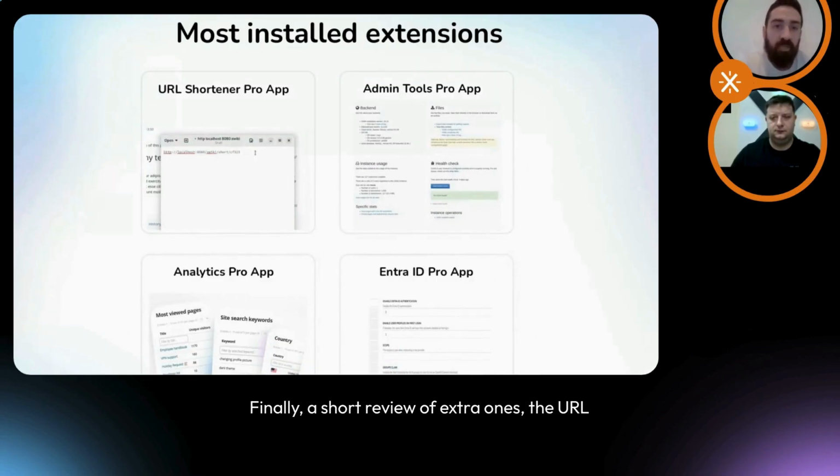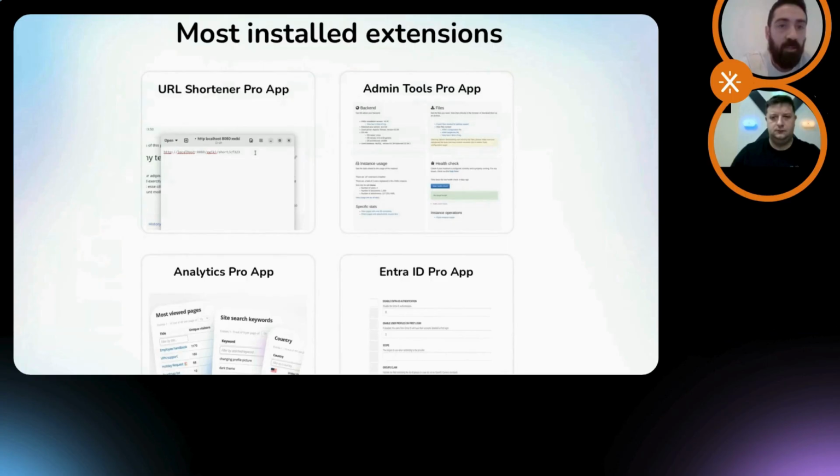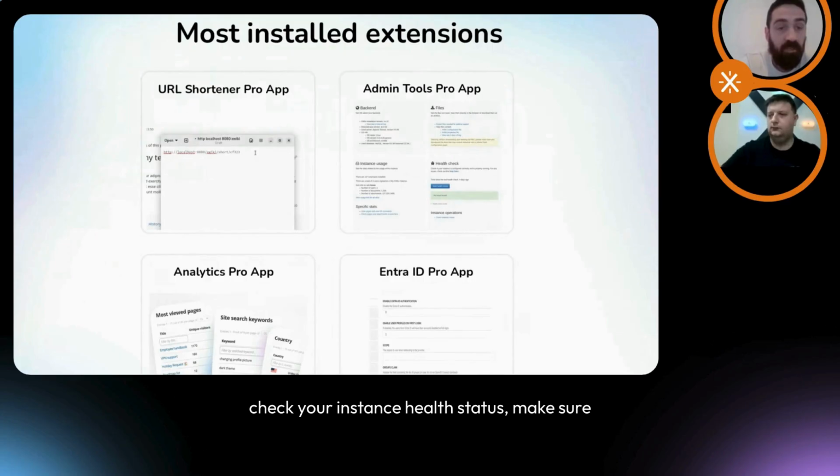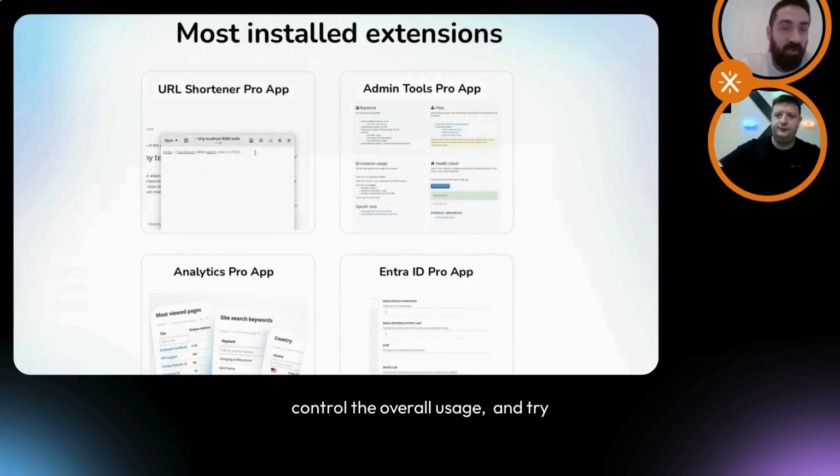Finally, a short review of extra ones. The URL shortener that is indeed allowing you to share more easily links that are a bit shorter than the usual one to any page into your XWiki instance. The admin tools pro app that is allowing you to check your instance health status, make sure that it will be available for your end users, control the overall usage, and try to check logs also to make sure that everything is in order and allowing to deliver quality content to your users.